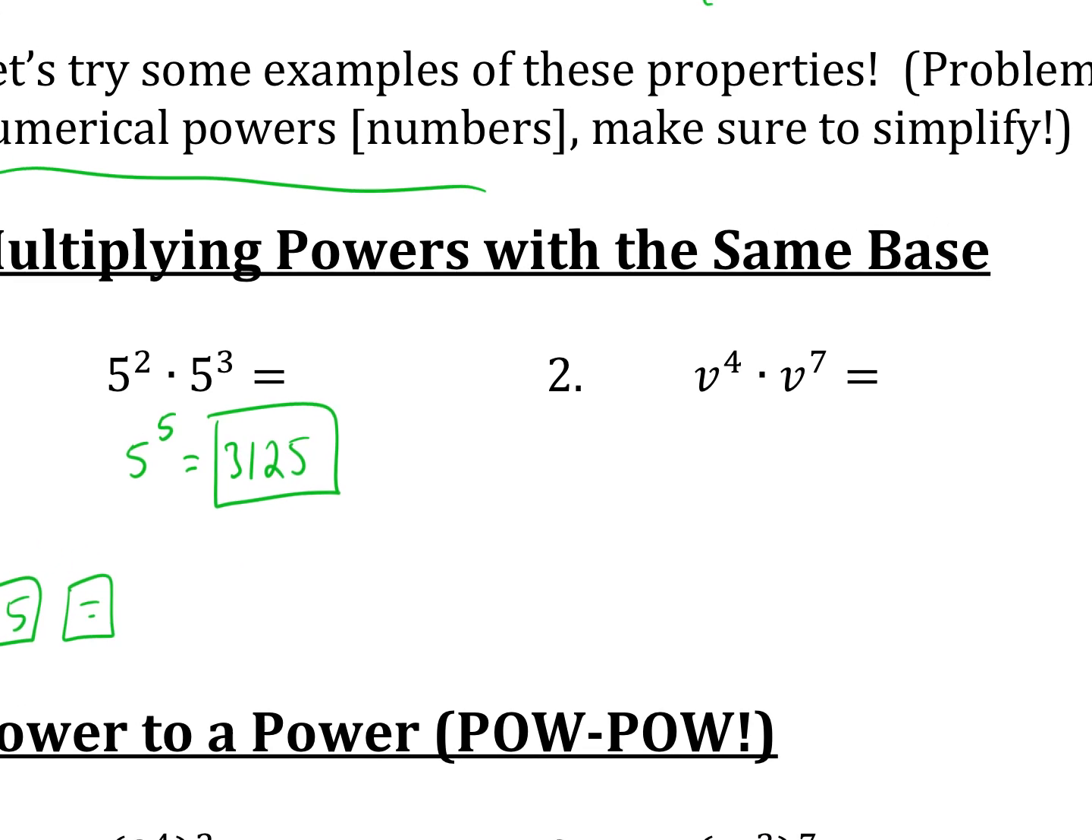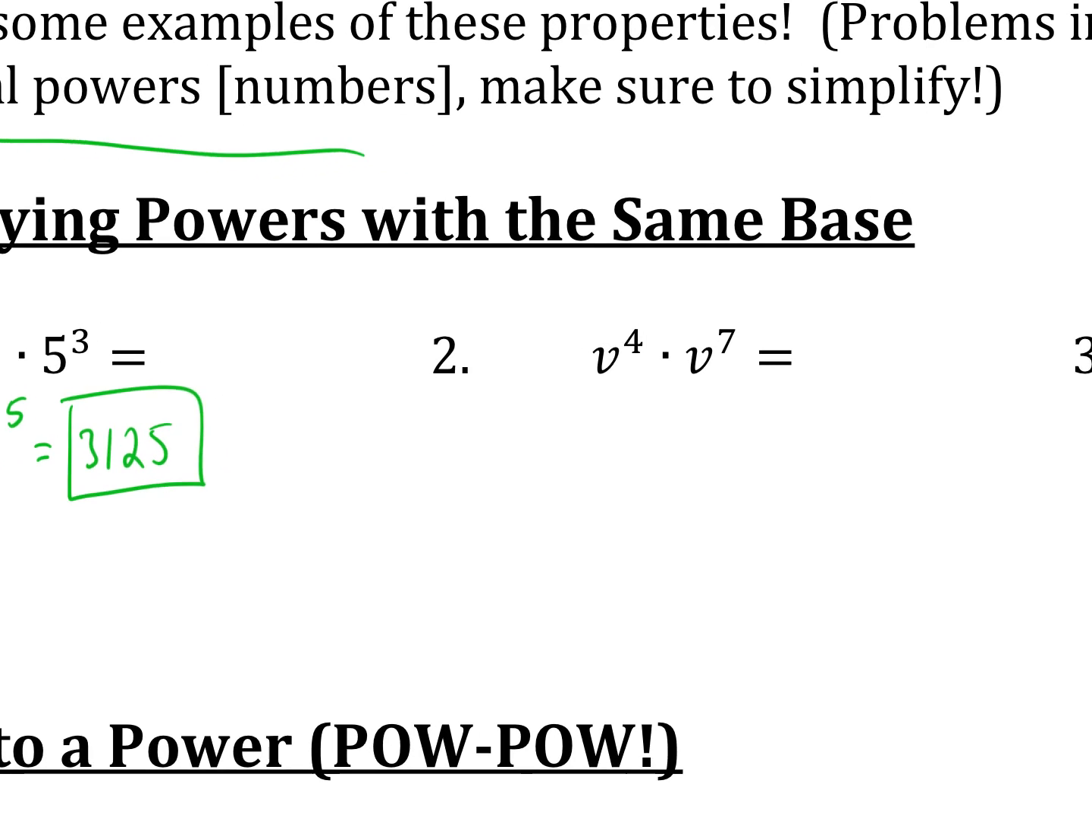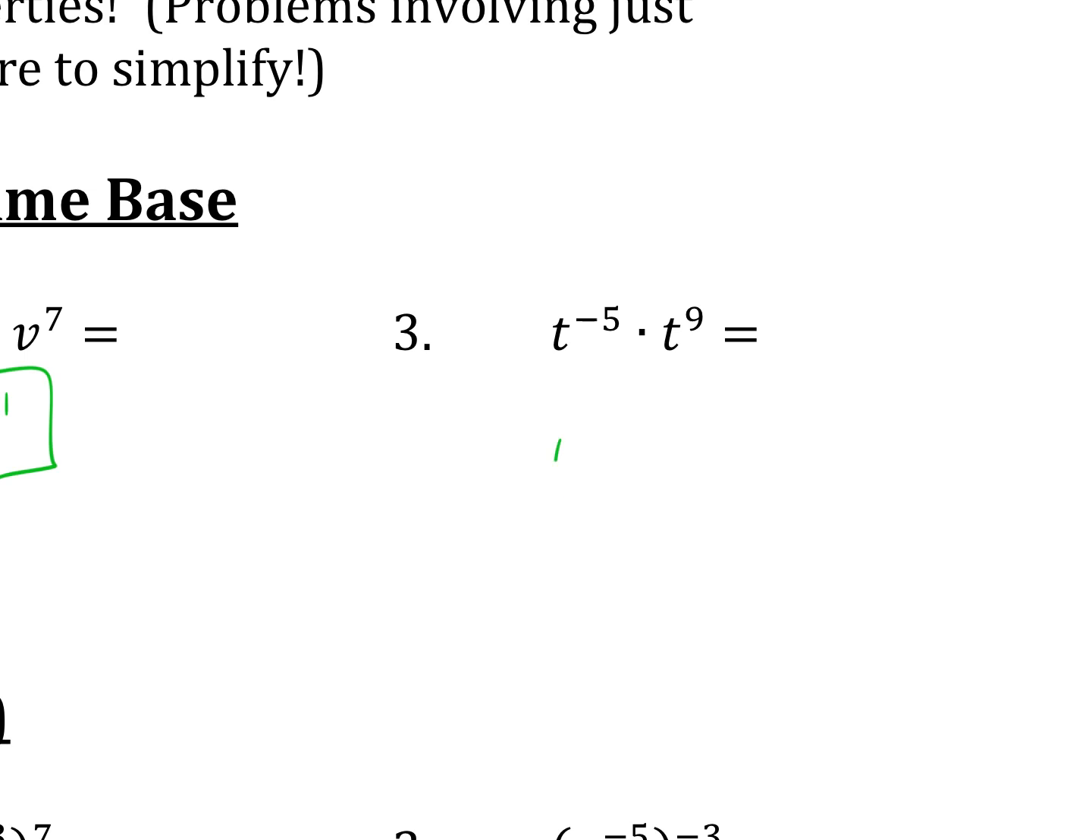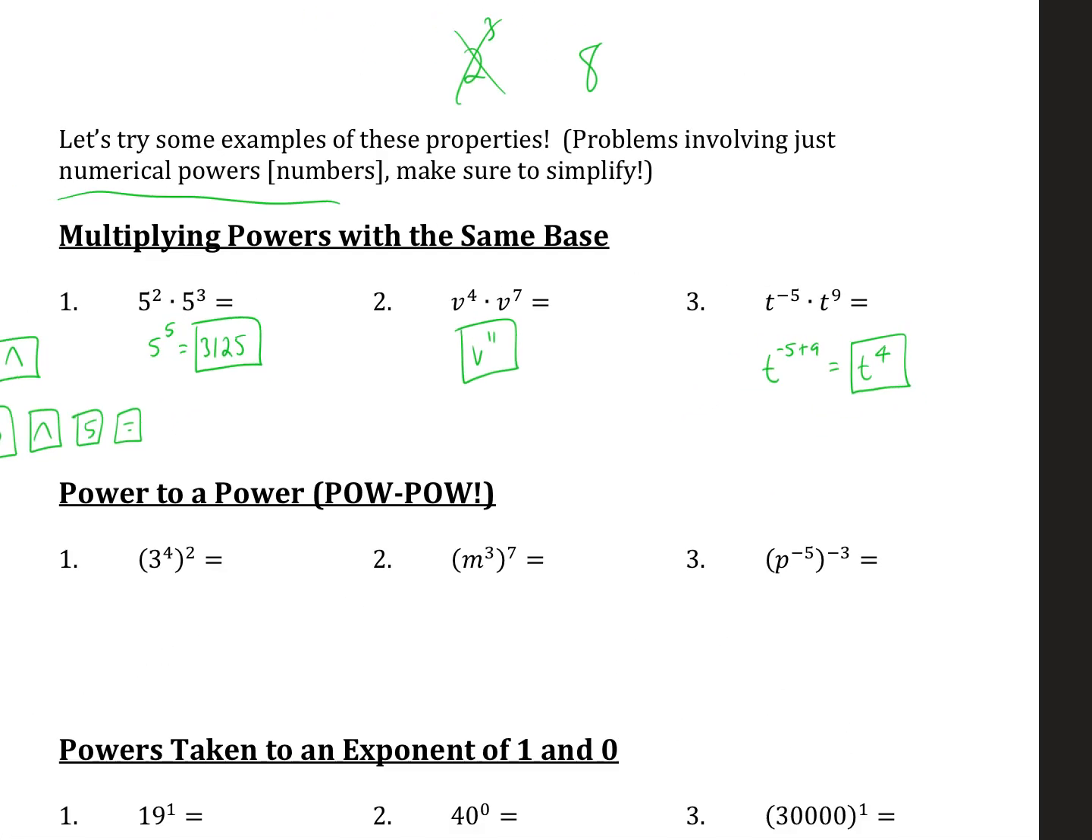Nice. All right, how about v to the 4th times v to the 7th? It's going to be v to the 11th. Very cool. How about number 3? Ooh, it's kind of weird. We've got a negative here, but it's the same thing. We're doing negative 5. We're multiplying, so we're still going to add plus 9. That's still going to work out nicely. What's negative 5 plus 9? It's t to the 4th. So even though we may have freaked out a little bit, it didn't really matter, okay?